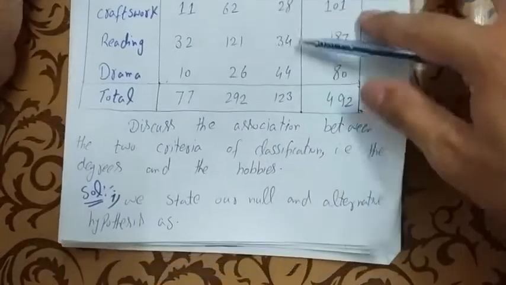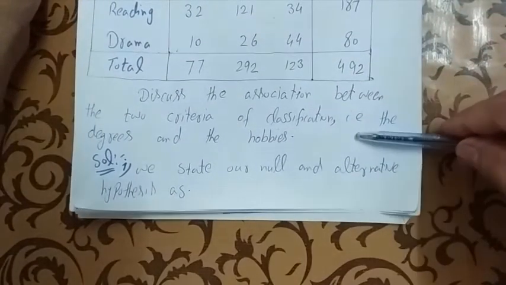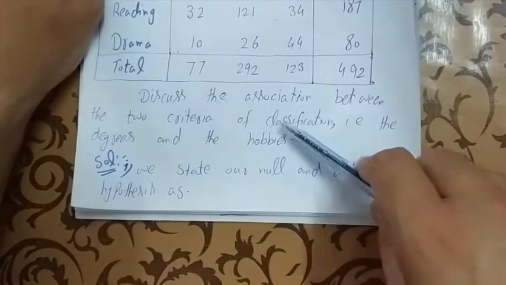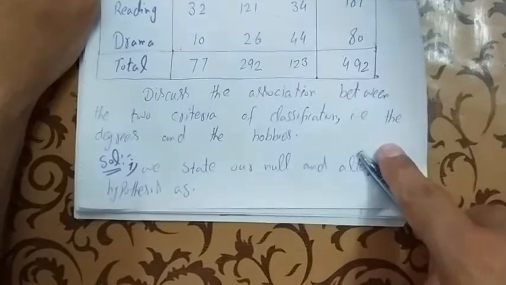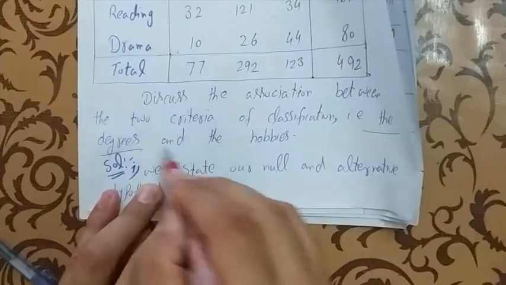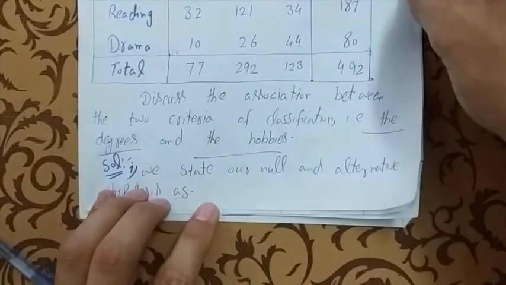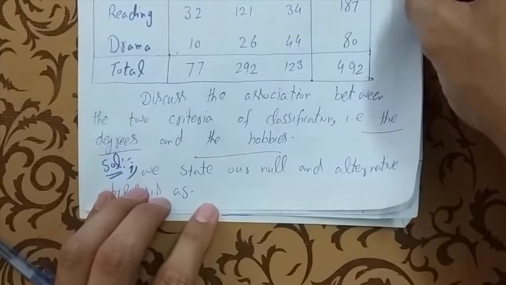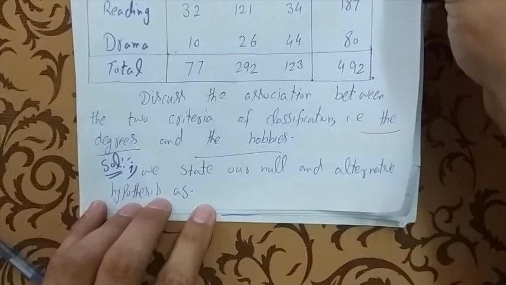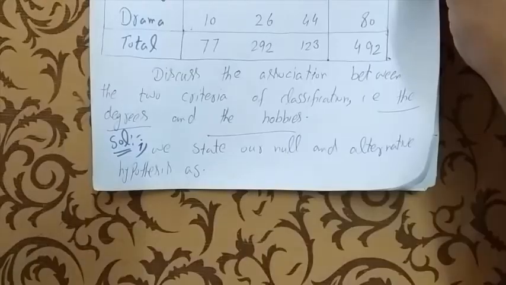Dear students, discuss the association between the two criteria of classification, that is the degrees and the hobbies. Adopting the procedure of the contingency table, first we check the null hypothesis and the alternative hypothesis for the problem.